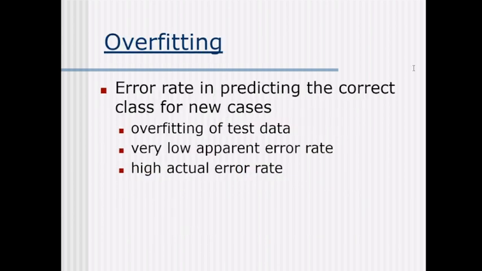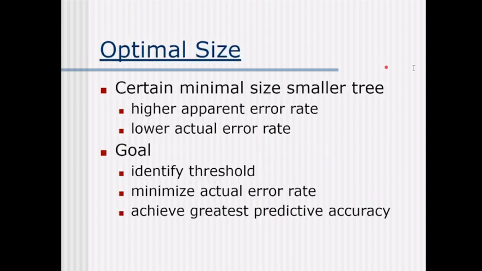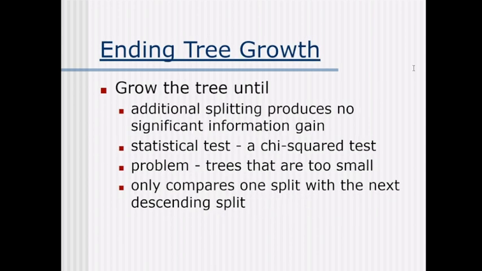Now, overfitting. We talked about this, but what exactly is overfitting? It would be the error rate in predicting the correct class for new cases. Overfitting of test data: very low apparent error rate and a high actual error rate. Now, the optimal size for a decision tree: a certain minimal size. A smaller tree has a higher apparent error rate and a lower actual error rate. Your goal would be to identify the threshold, minimize the actual error rate, and achieve the greatest predictive accuracy.